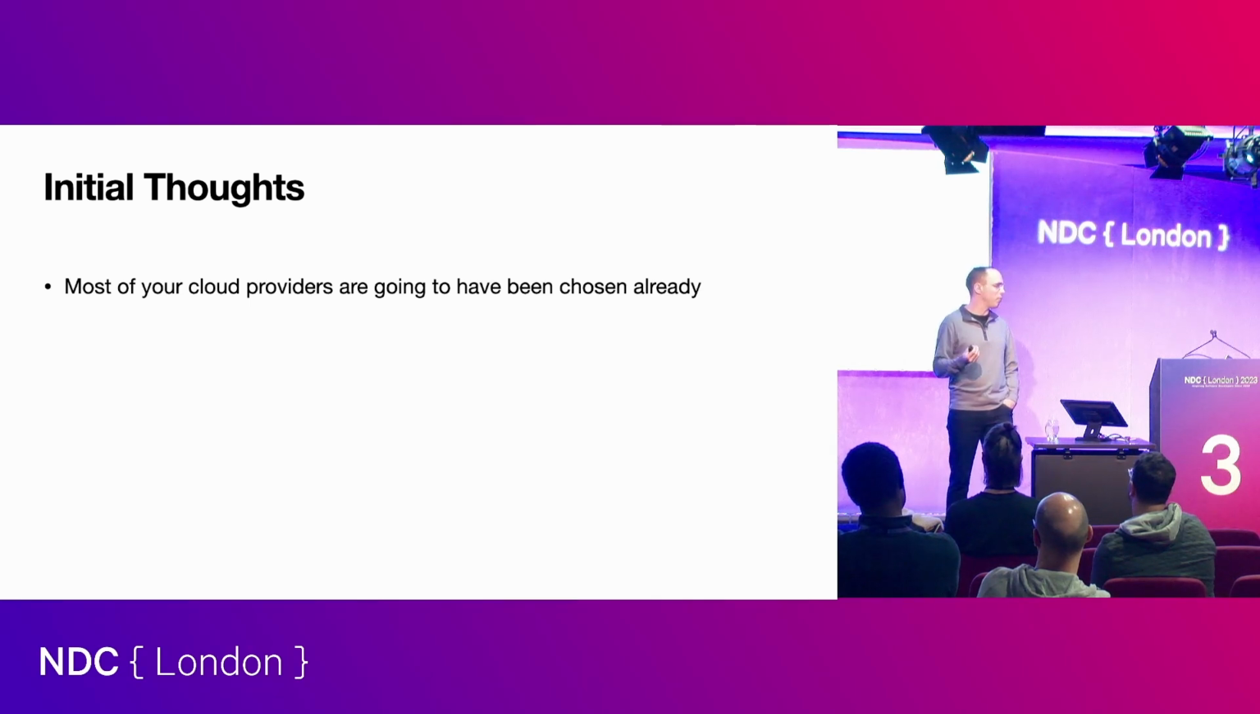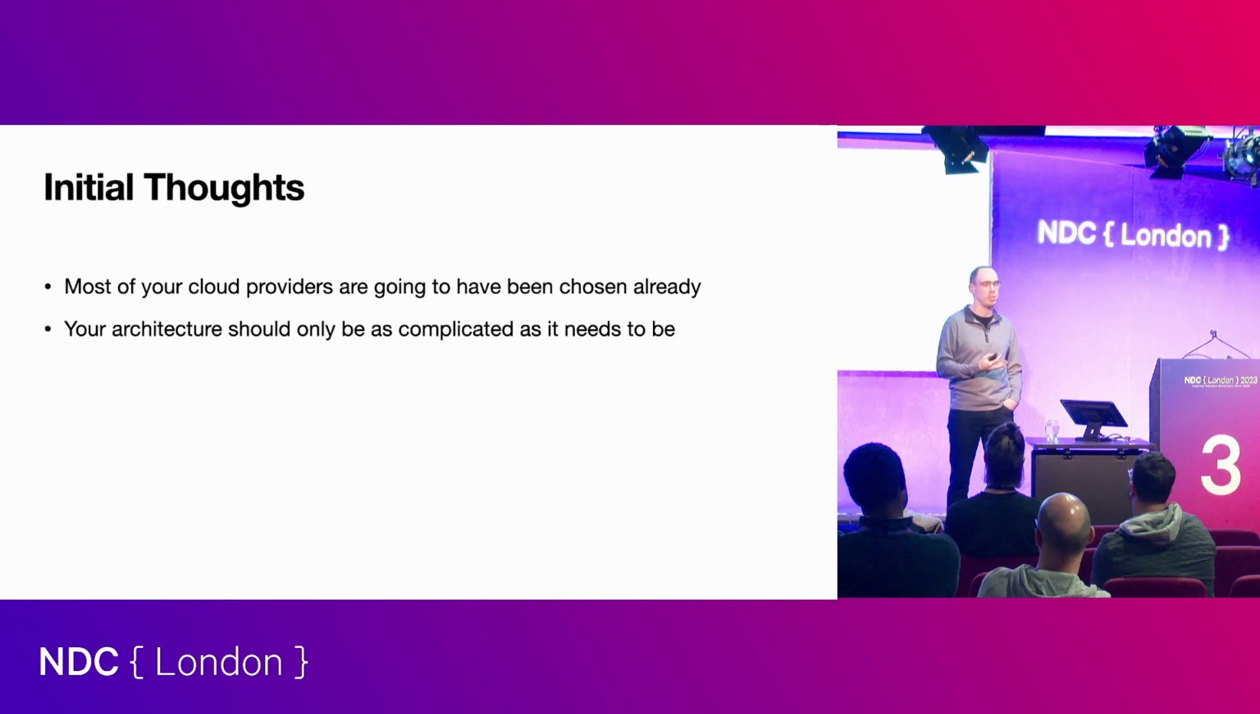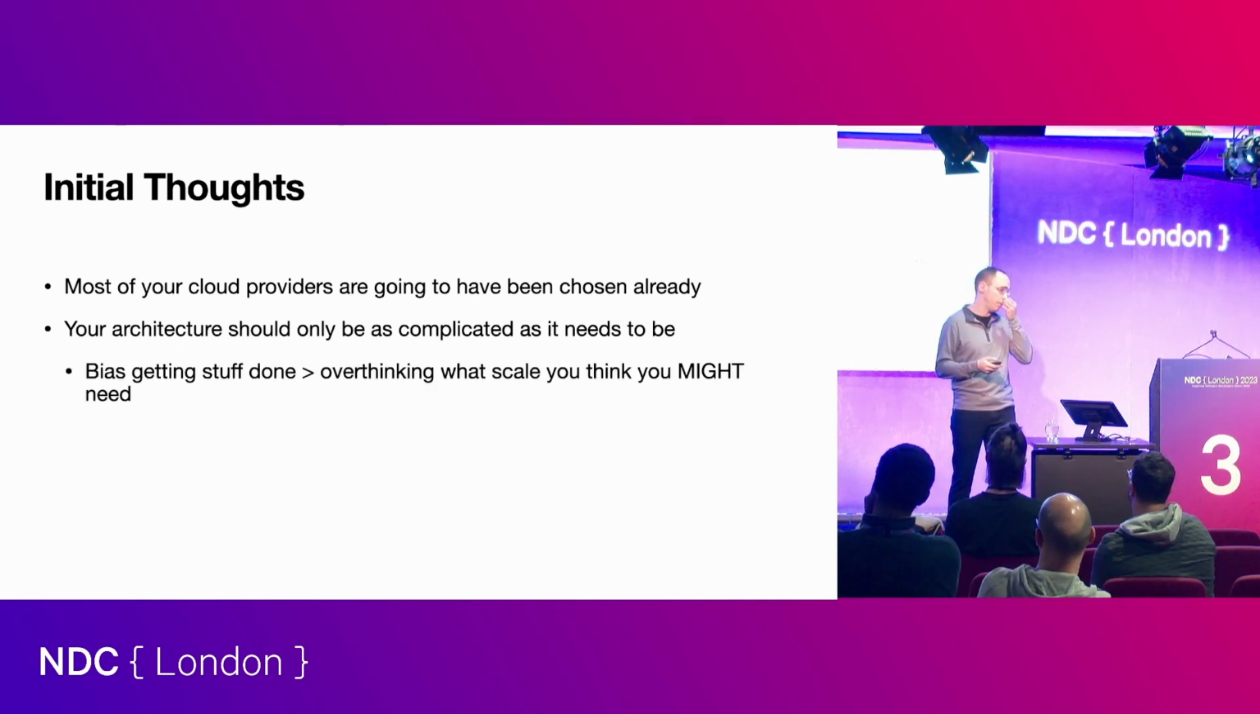Right, so most of your cloud providers are going to have been chosen for you already. I think we already know that. Based on the raised hands, we already know that to be the case. And your architecture, in my opinion, should only be as complicated as it needs to be. I would never advocate for somebody who's going into microservices to immediately jump face first into Kubernetes, because your face first is going to end up being a concrete bottom. It's going to be a pool without any water in it.